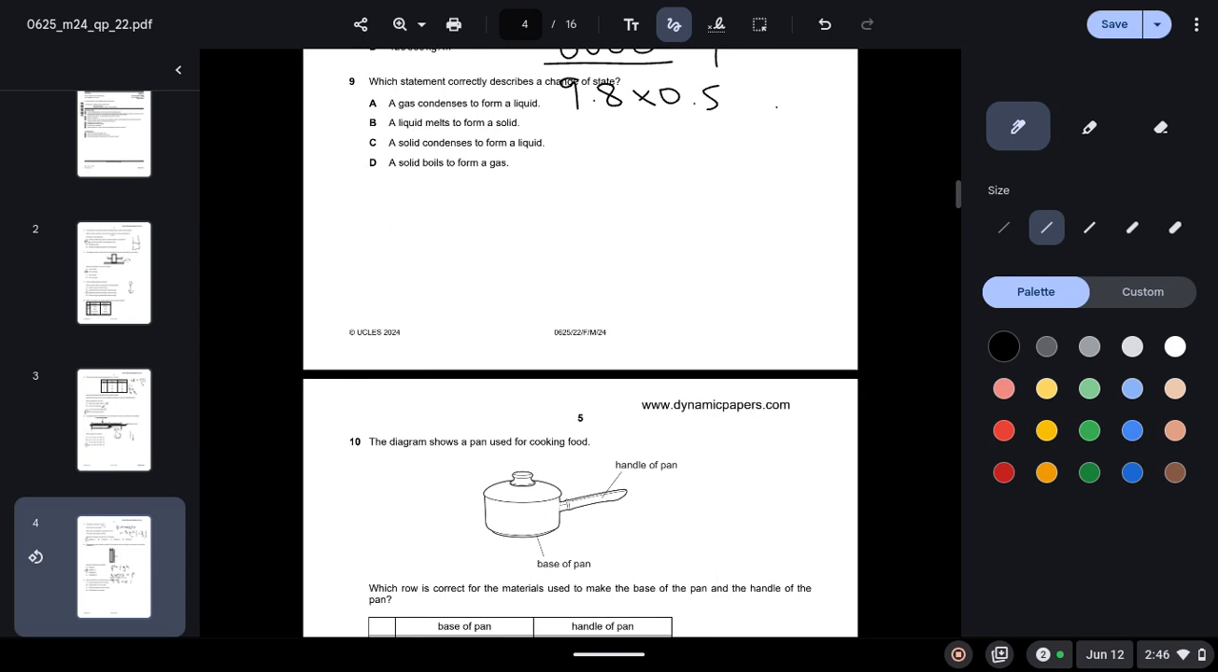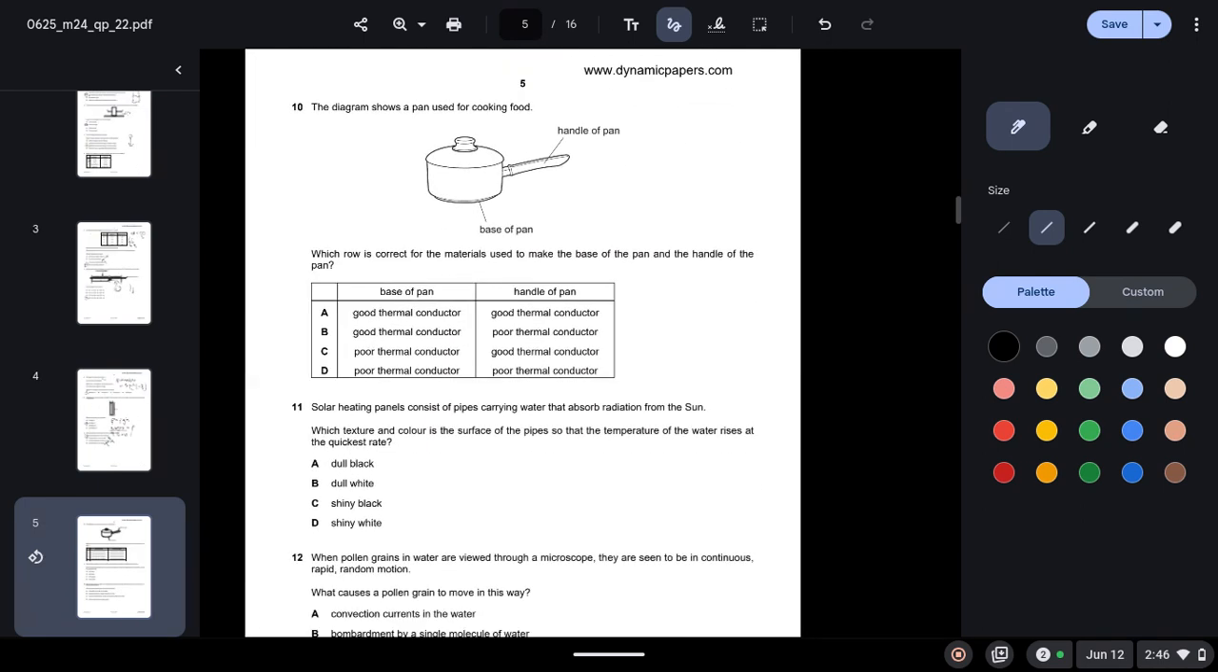Which statement correctly describes a change of state? A gas condenses to form a liquid. So this is correct, and this must be your answer. A liquid melts to form a solid. This is incorrect. A solid condenses to form a liquid. That is also incorrect. A solid boils to form a gas. This is also incorrect. So A is your answer.